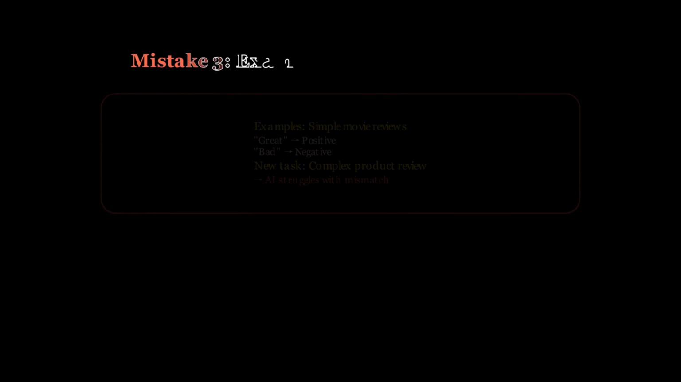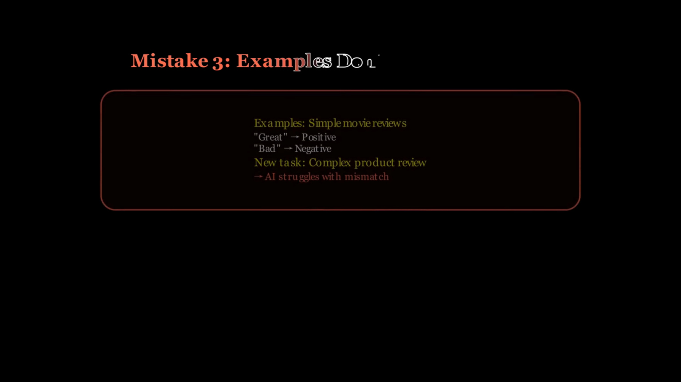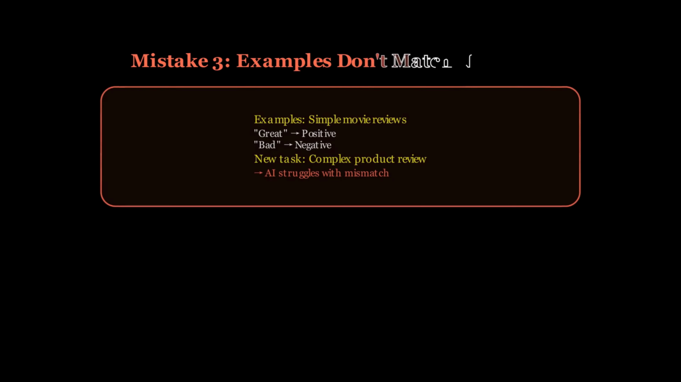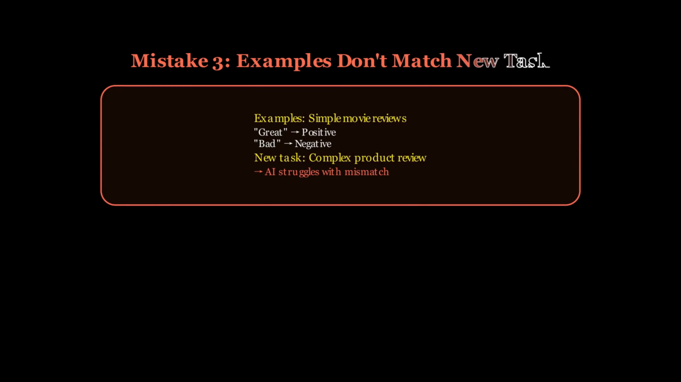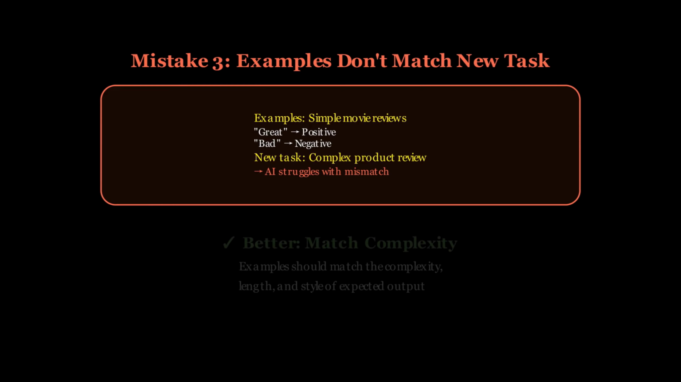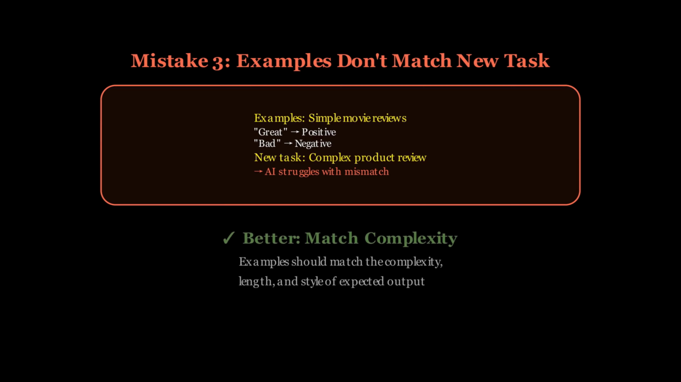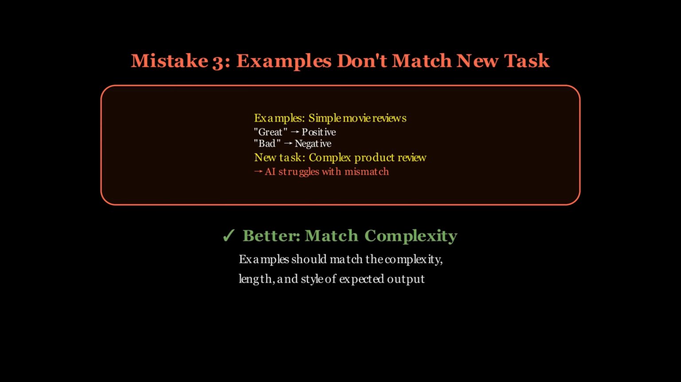Mistake 3. Examples don't match the new task. If you show simple examples but ask for complex output, the AI struggles with the mismatch. Better, match the complexity. Your examples should mirror the complexity, length, and style of the output you want.